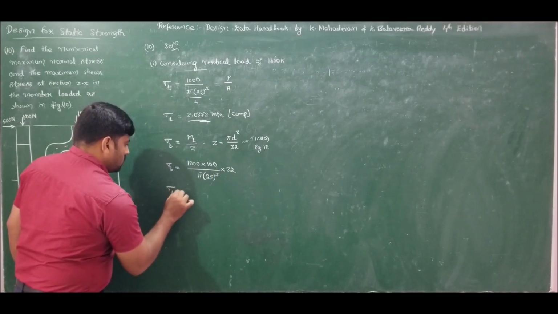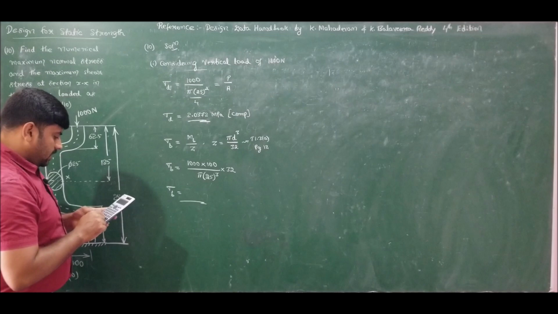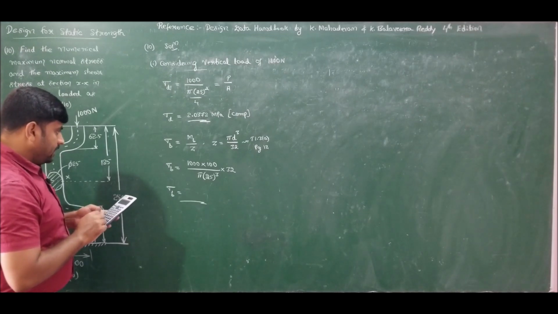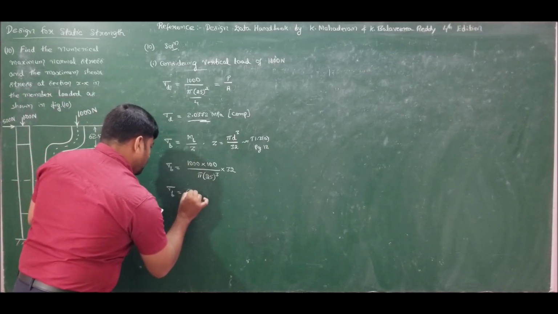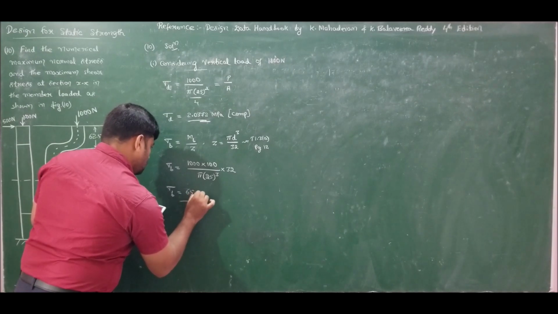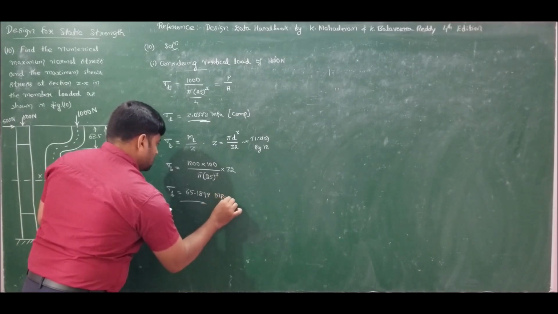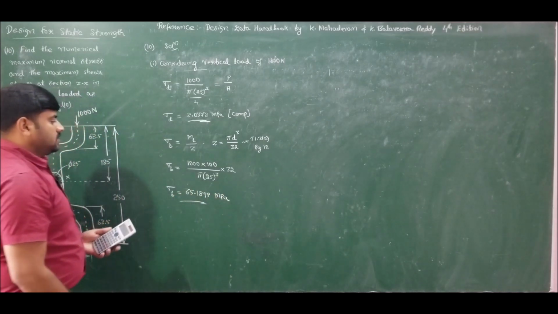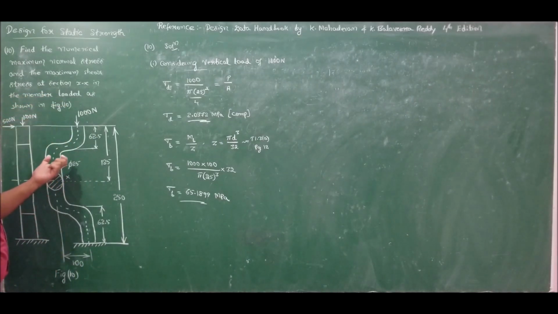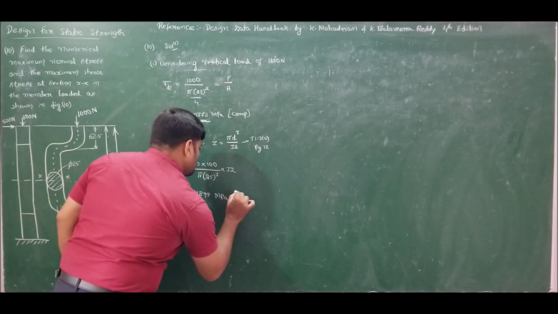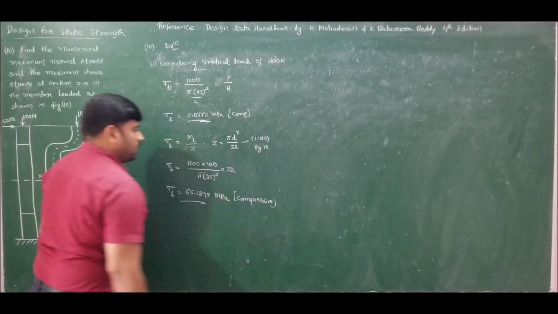So therefore sigma b will become 1000 into 100 into 32 divided by pi times 25 cube, which is equal to 65.1899 megapascals. So this is the effect of vertical load. Vertical load is causing direct compression and bending compression. So this is also compression in nature, compressive for inner fiber.